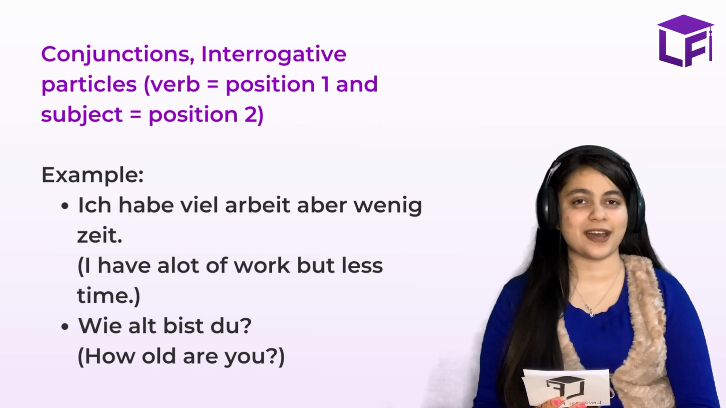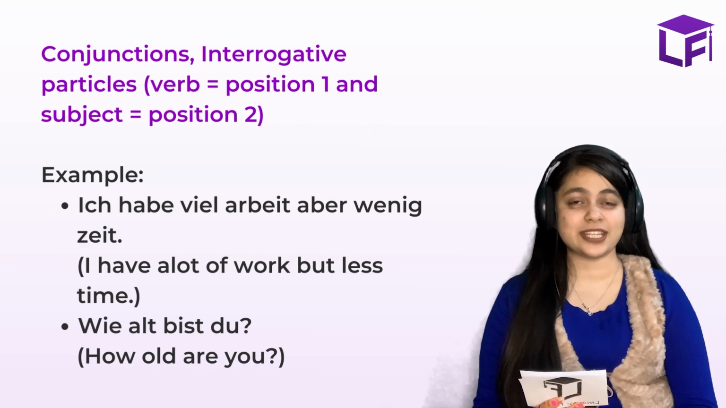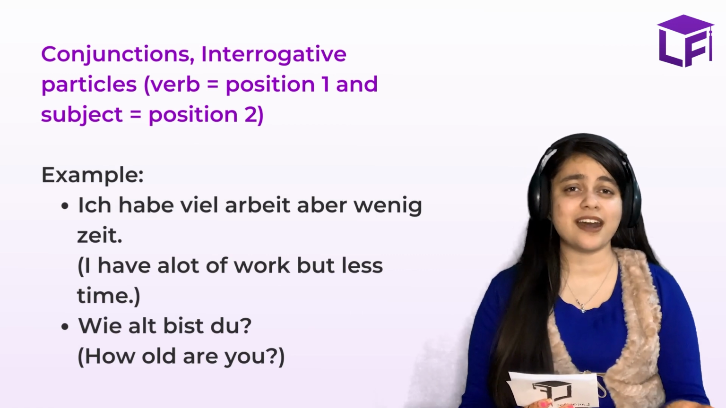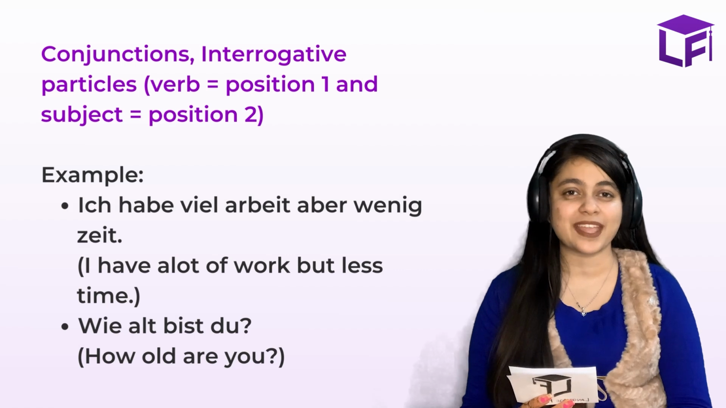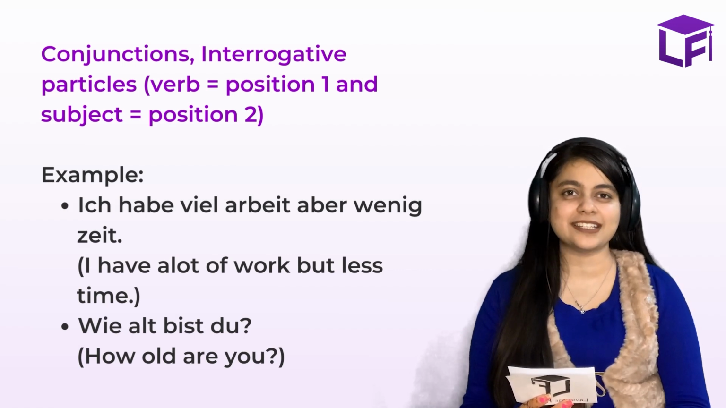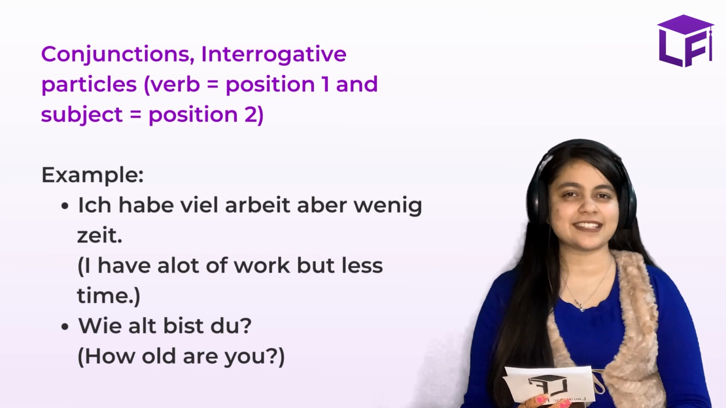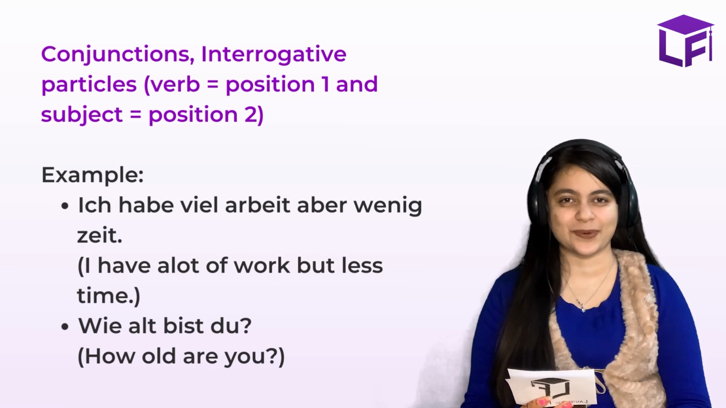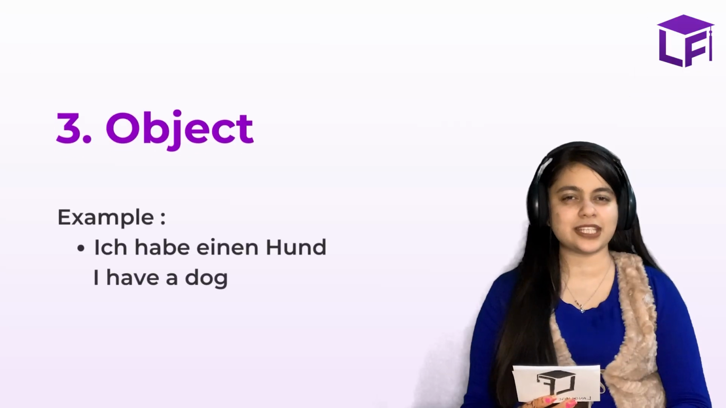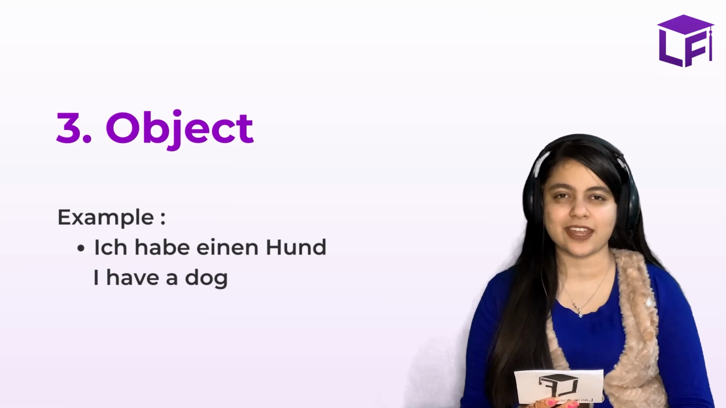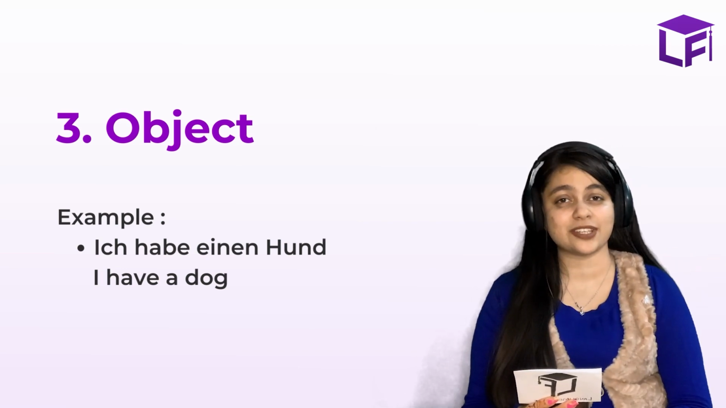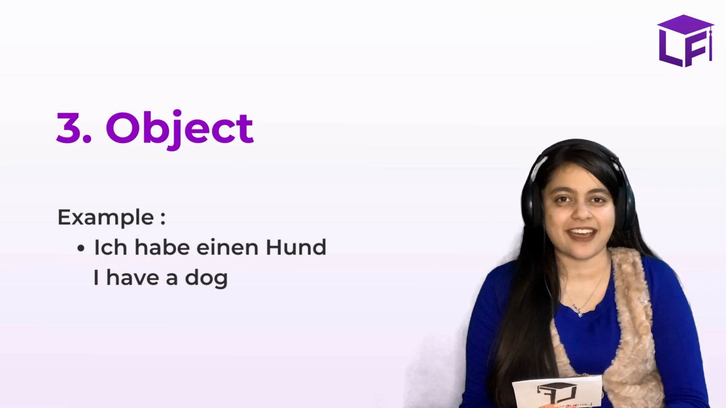Aber means but. Okay? Now taking another example, I would say Wie alt bist du? Wie alt bist du? How old are you? Now bist is your verb and alt is old. So this acts as a particle 0 position. Wie alt bist du? Okay? Now this is pretty simple. The object of the sentence can be identified pretty easily since you already know how to form a sentence. I'm again going to use our very old example.